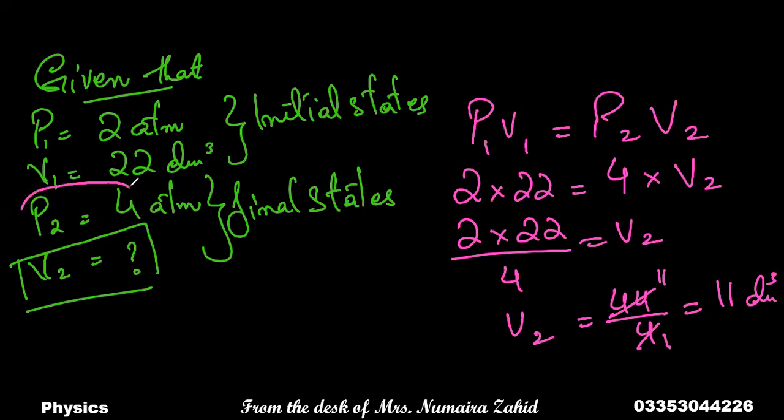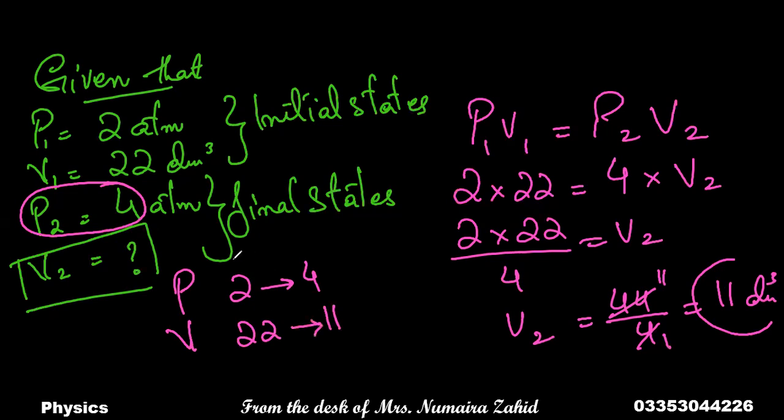It means when the pressure is increased, the volume is decreased. Pressure increased from 2 to 4, which means it doubles, and volume becomes 22 to 11. It means if you double the pressure, the volume will be reduced to half. So here the pressure is increased twice, and here the volume is decreased by half. This is how pressure and volume are related to each other, and this is how we can use Boyle's law to find volume as well as pressure.